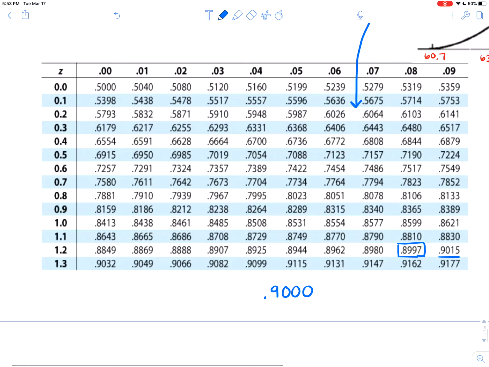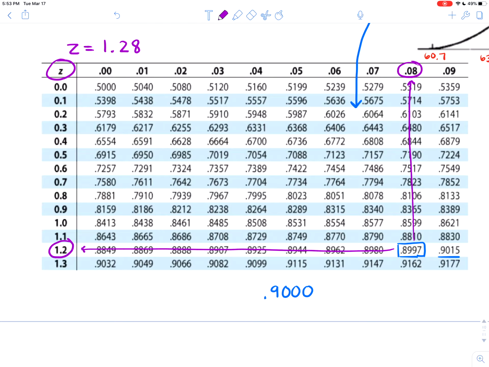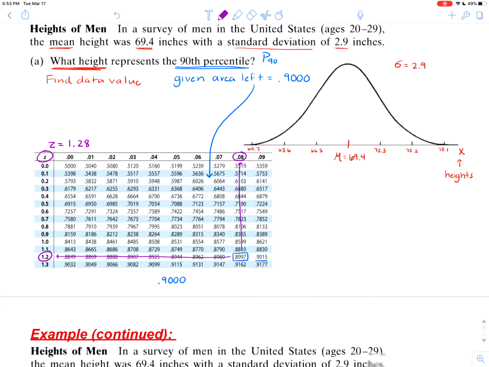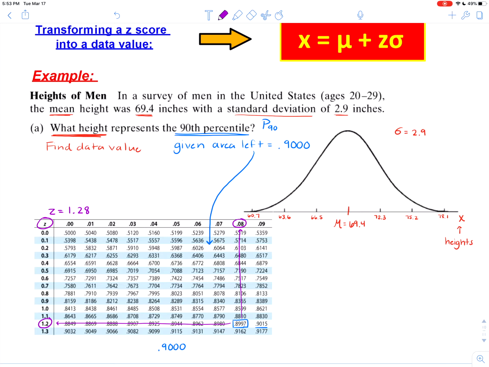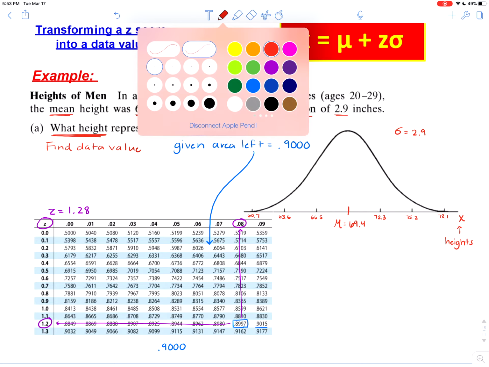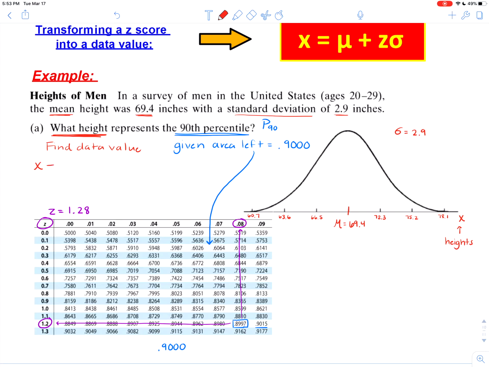Now, remember what I can pull from that. What I can pull from that area using the corresponding row and column is going to be the z-score of 1.28. So based on that area, I know the corresponding z-score is 1.28. Now, if the question asked me to find the z-score for the 90th percentile, then that would be my answer, 1.28. But it doesn't. It asks me to find the height, which means I need to find the corresponding value of x to answer this question.